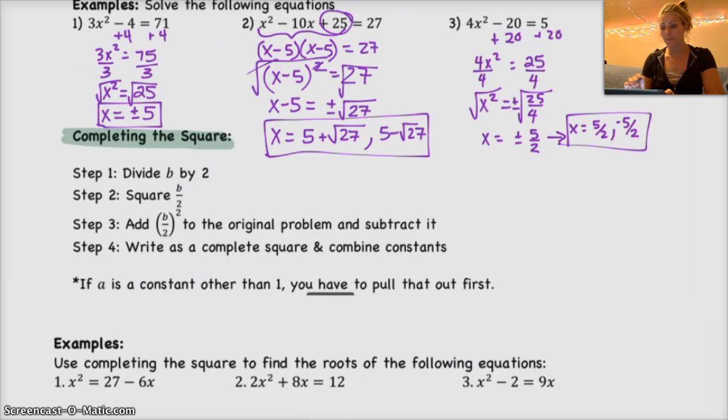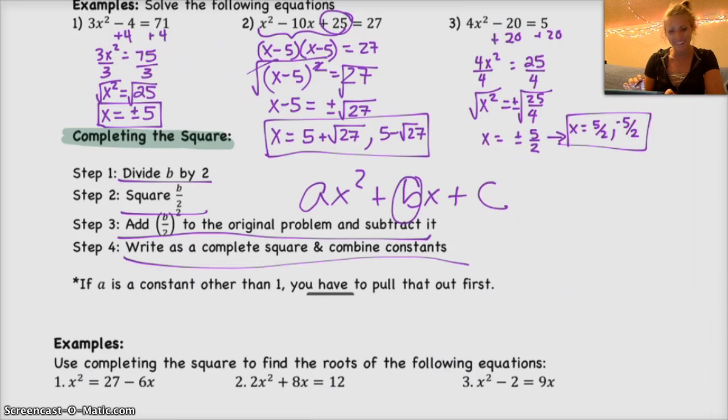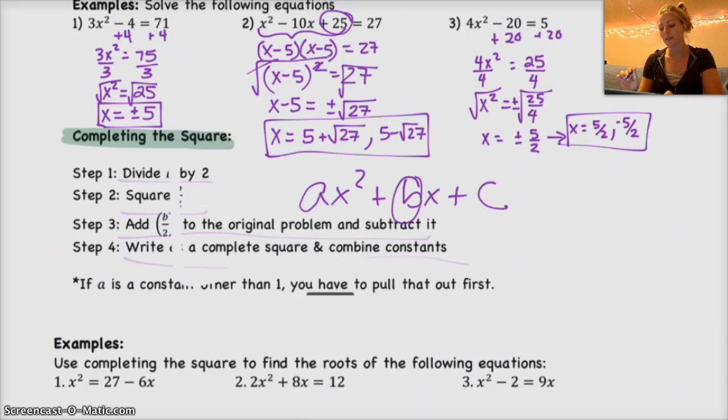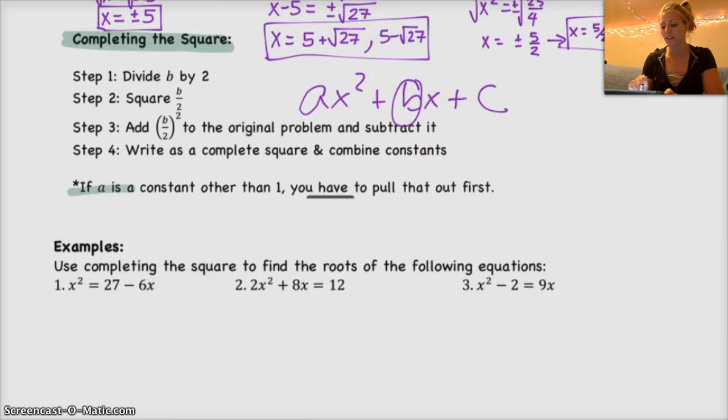If it's not in standard form, then this doesn't make any sense, right? So if it's ax squared plus bx plus c, this is your b, right? So it's the second term coefficient. Anyways, you divide b by 2, square it, add it to the original problem, and subtract it, and then write it as a complete square. Okay, so wait, what? That doesn't really make any sense. Like I said, it'll make more sense if you just see it, okay? The other thing is, if a is a constant other than 1, you have to pull that out before you complete the square, or divide it out, okay?